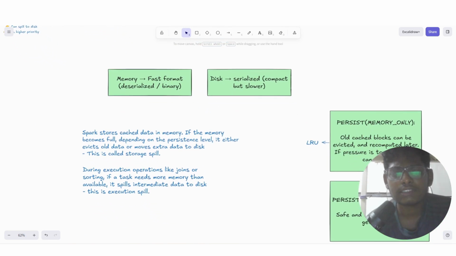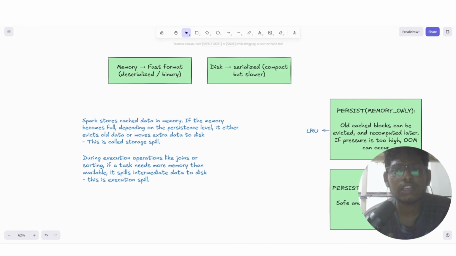You need to understand that memory is fast. The data stored in memory is in deserialized form, like Java or Scala objects or in binary form. But data stored on disk is in serialized format, very compact but slower to access.